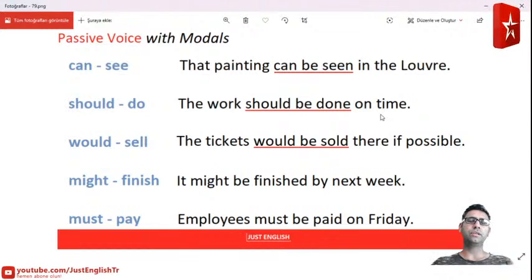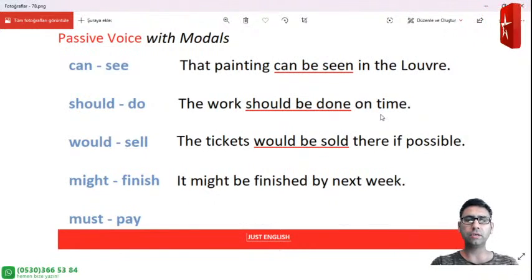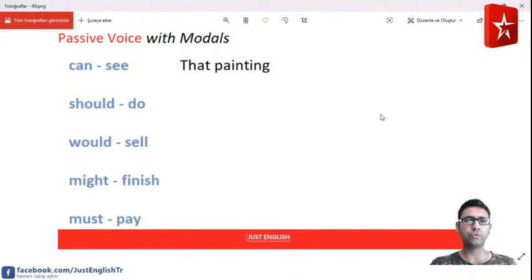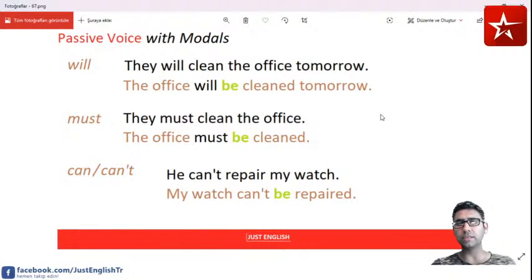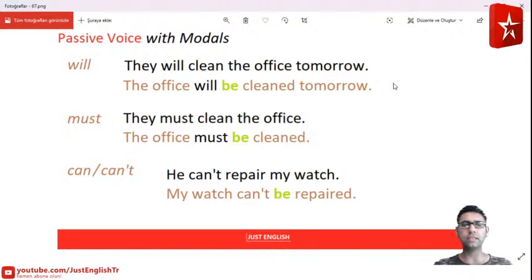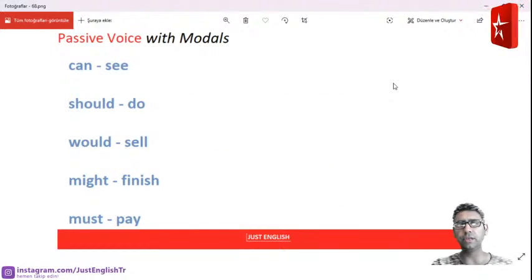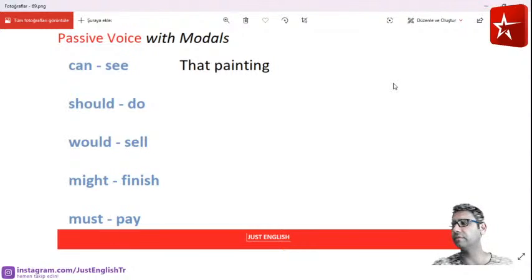These are just examples, so you can create your own examples. I can show you the previous page like this. Again, will, must, so you can use all these. So you can improve yourself.